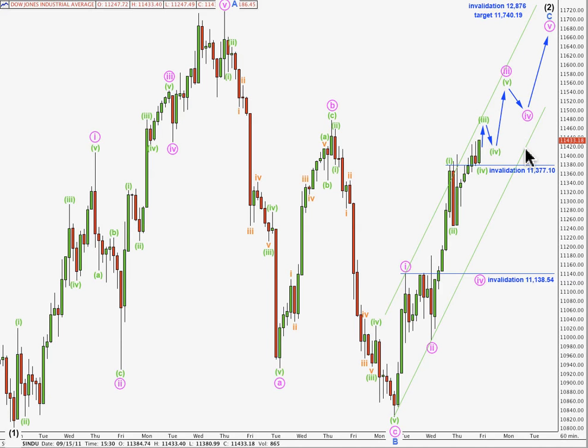If this channel is breached by a very strong downwards movement, then we have to suspect that the second wave could even be truncated and the third wave down could then be underway.